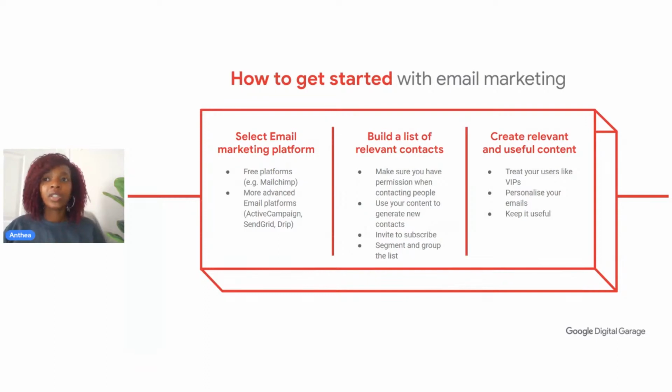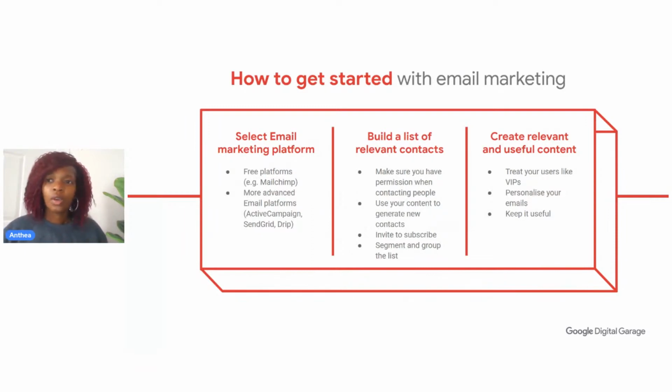So firstly, you need to select a platform. There are lots of free platforms, MailChimp, ConvertKit, and many others. Just search for free email marketing platforms and there'll be a lot that come up. And there are also some more advanced ones that you have to pay for: ActiveCampaign, SendGrid, Drip, etc.